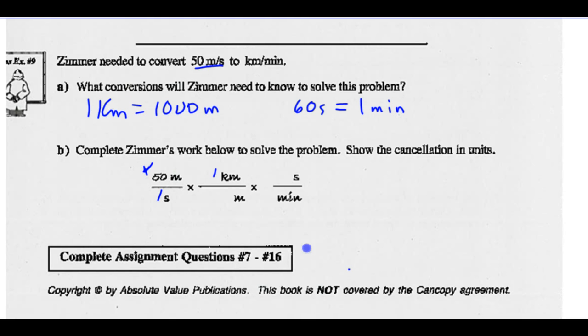Well, we know that 1 kilometer is 1,000 meters. And we know that 1 minute is 60 seconds. So let's finish this conversion. Meters will cancel out. Seconds will cancel out. We're left with kilometers per minute. That's what we wanted. Kilometers per minute. Now we can multiply. 50 times 1 times 60 divided by 1 times 1,000 times 1. So 50 times 60 is 3,000 divided by 1,000. We're left with 3 kilometers per minute.